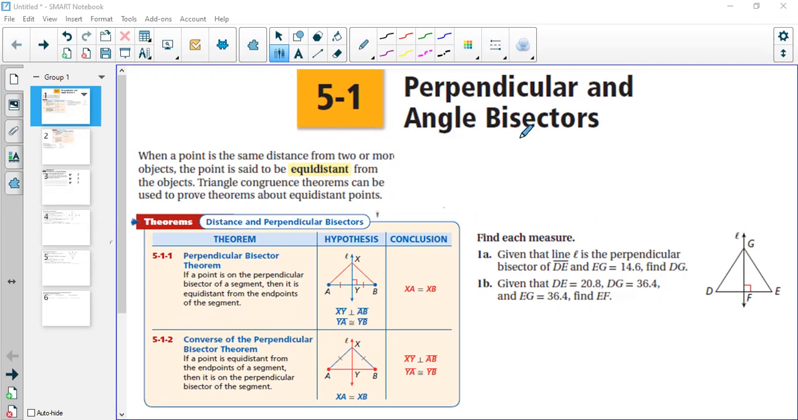Now you know what this lesson is going to be about. When a point is the same distance from two or more objects, the point is said to be equidistant from the objects. Equi means equal, and distance means the distance between two things. So if something is at equal distance from each other, both of them will have the same distance. Triangle congruence theorems can be used to prove theorems about equidistant points.